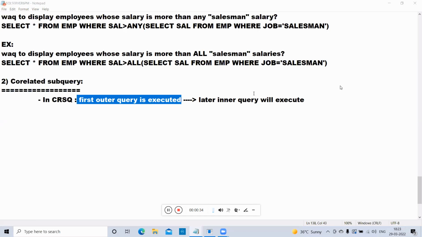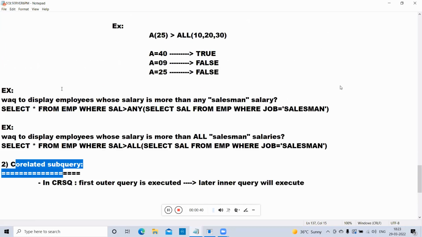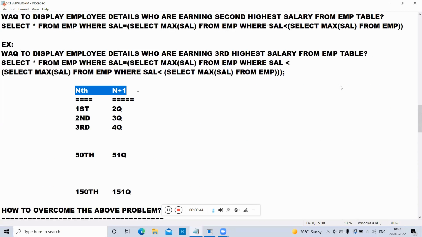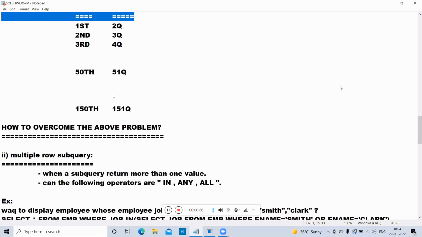So these are the two things: first outer and later inner. But with this correlated subquery, in the previous problem, can you check here? This is actually our problem, to find the nth and n plus 1. To solve this problem, what are we using here? Correlated subqueries.